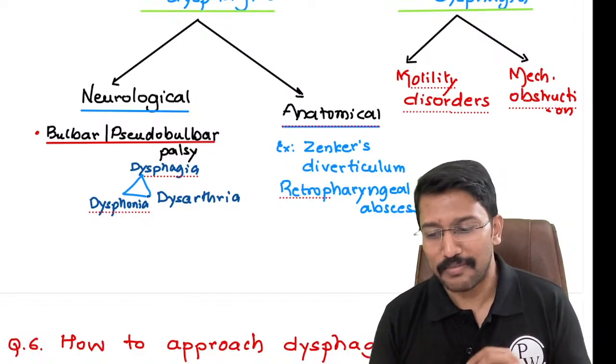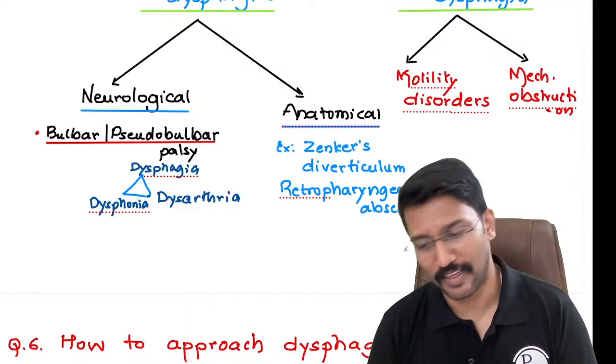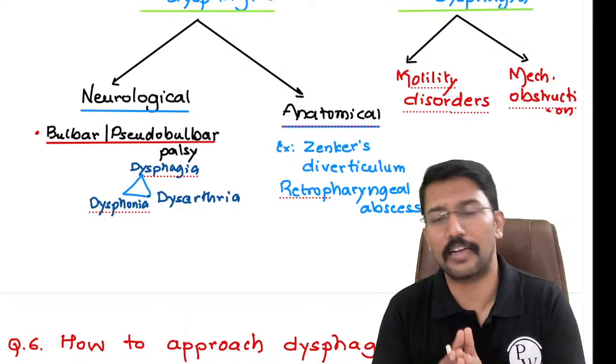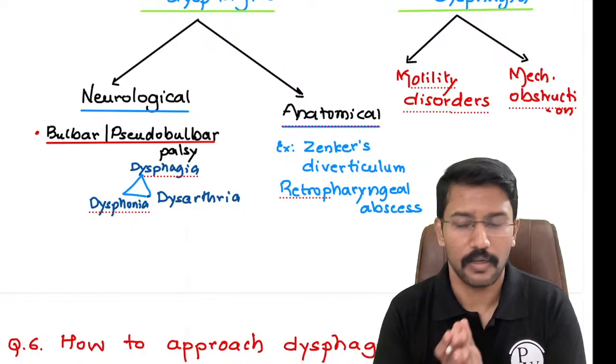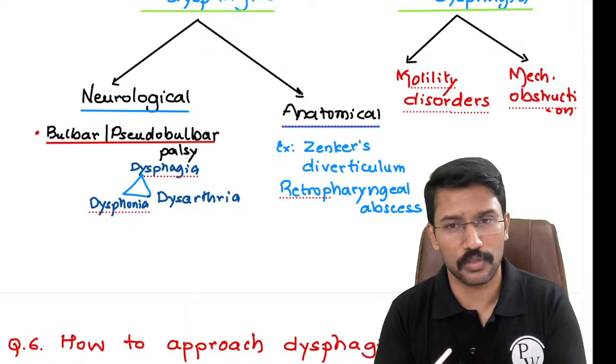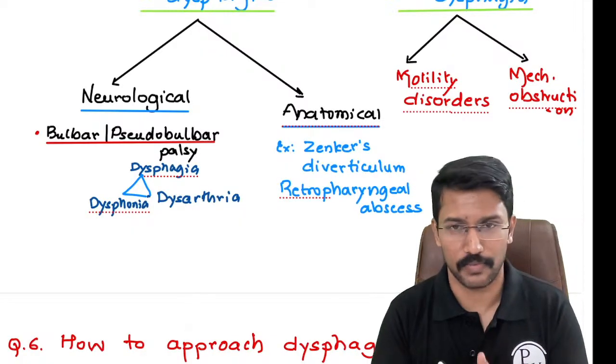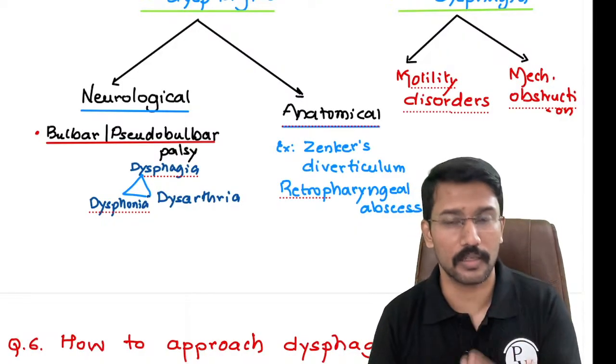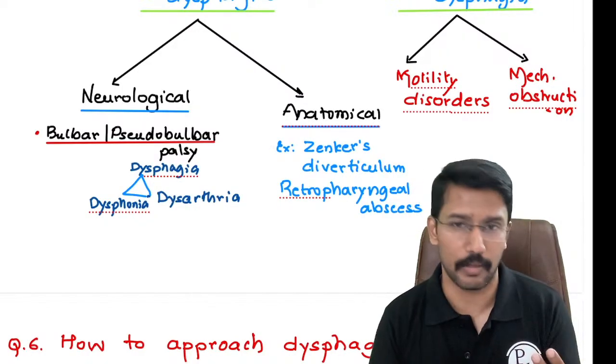Not Stephen Johnson, Stephen Hawking, right? Stephen Hawking, who was suffering from amyotrophic lateral sclerosis, which is a motor neuron disease. Now what does that mean? When we say motor neuron disease, those are the diseases where motor neurons get damaged.